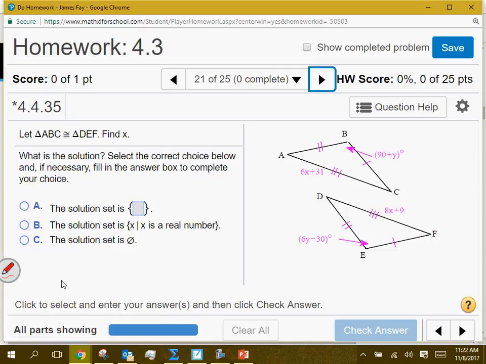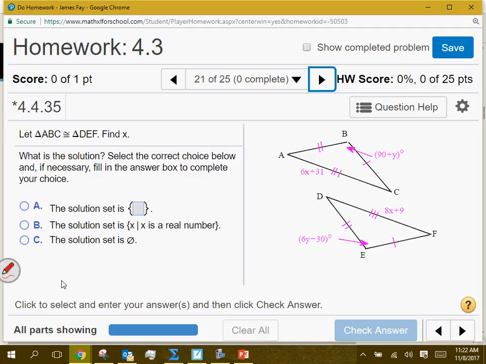So question 21 in the homework. It says let these two triangles be congruent. Okay, so ABC is here, D, F, find X. It says what is the solution? Select the correct choice below, and if necessary, fill in the answer box to complete your choice.